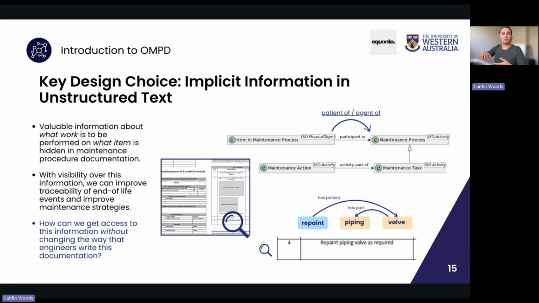How we extract this information from the procedures will come in the following piece of work that I will describe shortly. But for the ontology, we needed to include entities for modeling this information, such as an item within a maintenance process and maintenance actions. But again, I will come back to this when we talk a bit more about how we extract this information in the next body of work.